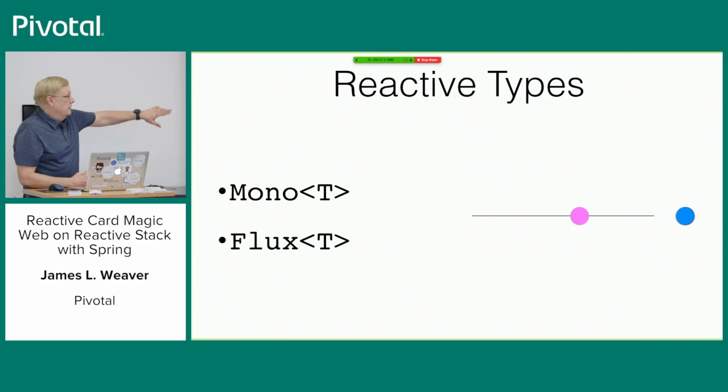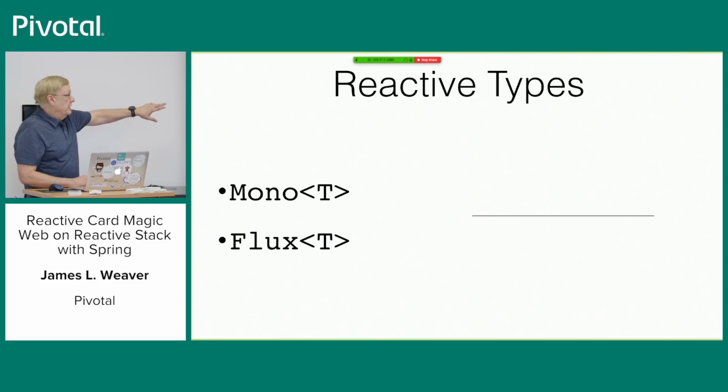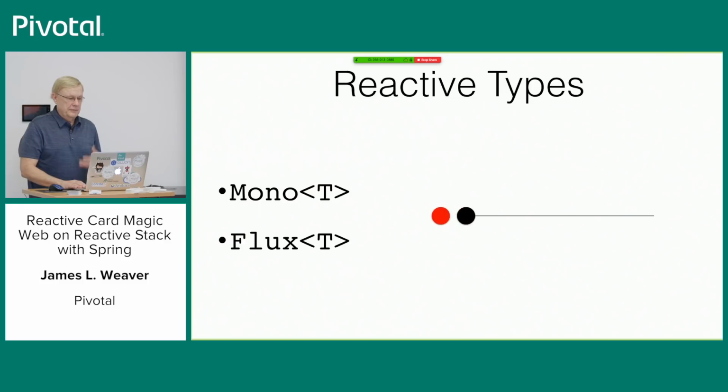Both of those have generic types. Mono and Flux have types, and those types are the type of element that is in that stream. If the type of element is a string, for example, then you would see the generic type of String. In our application, we're going to have a type of Card, like playing cards. So we would have Mono or Flux of Card in some of our classes and streams.